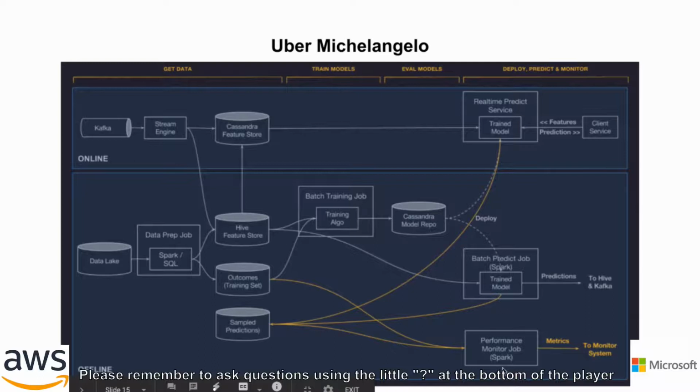So here they have two approaches. For real time, this is most likely a REST API backend, and for batch systems, you use Spark, and they also monitor the performance of the predictions with Spark as well.